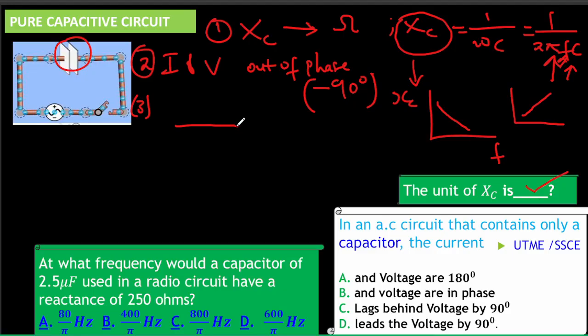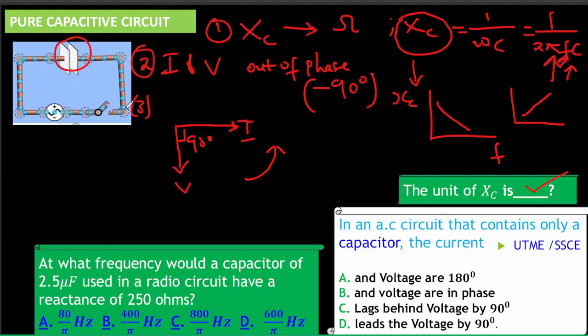Now, point number three is the phasor diagram. Current, being the reference quantity, assumes the positive x-axis. Since it's leading, and we are going in an anti-clockwise manner, voltage will be like this, and the angle here is 90 degrees, or pi over 2 radian. So current is leading when it comes to a pure capacitive circuit.